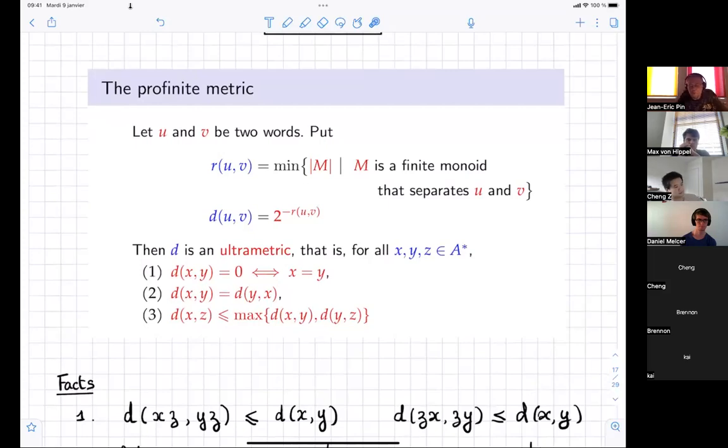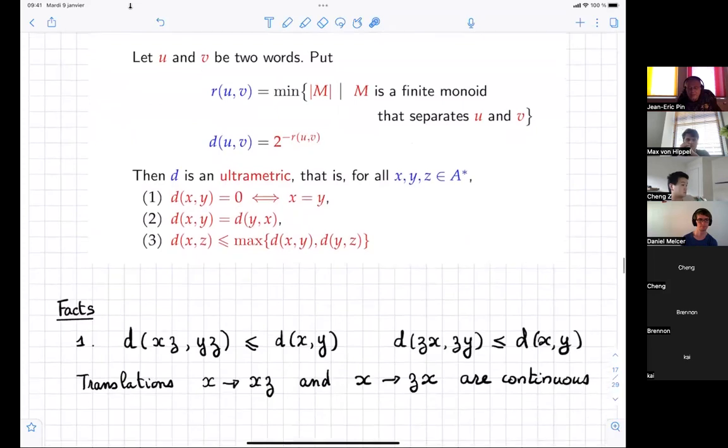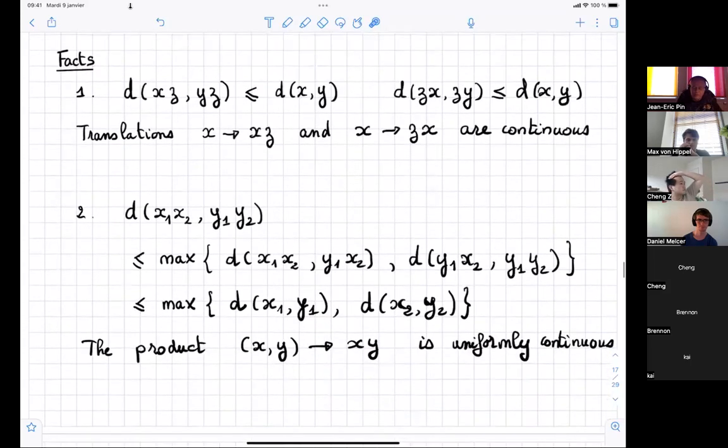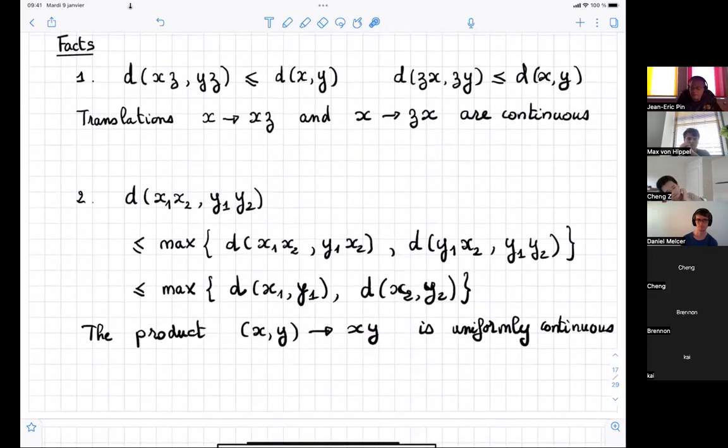This metric on words is, first of all, very difficult to compute. It's very difficult to get an intuition on it. I'm sorry for that, but it makes sense. On the other hand, it is well behaved. I leave it to you, as an exercise, to verify that the translations are continuous in the following sense. The distance between x, y, and z, which are words, satisfies these two properties. So they are continuous, and moreover, the product is a uniformly continuous map.